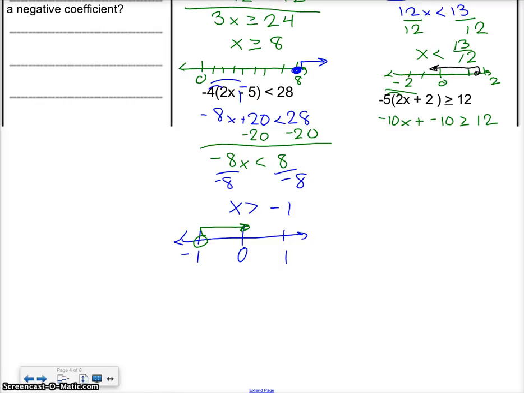I'll plus 10 to both sides. And then I get negative 10x is bigger than or equal to 22. Now I'm dividing by a negative, so I have to flip because it would turn into a false statement. So x is smaller than or equal to negative 22 tenths, which is negative 11 fifths.